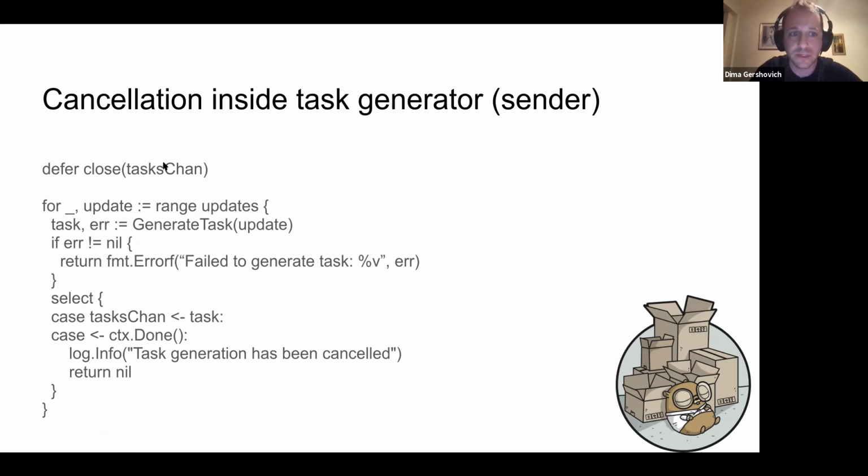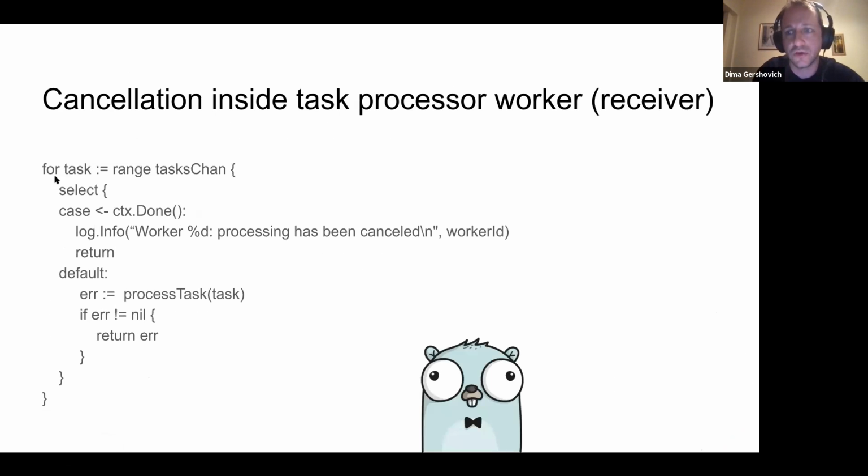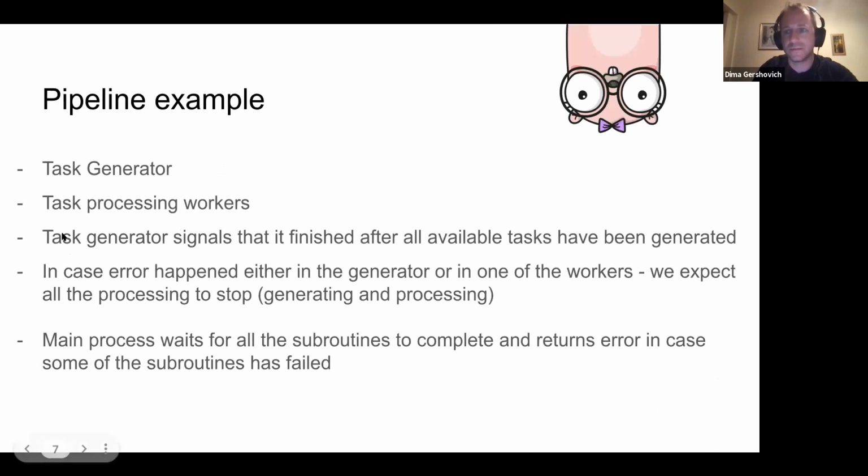Now, how it looks from the receiver side. In the receiver side, we have a loop that runs on the tasks channel. This loop will be ended automatically when the channel is closed. So we keep trying to receive tasks. And then how do we watch for cancellation? The same, we have a select, and this select has two clauses, either done, which means that some error happened, and then we exit, or if no error happened, we just process the task that we received. And that's how we can satisfy all the requirements of the pipeline example.